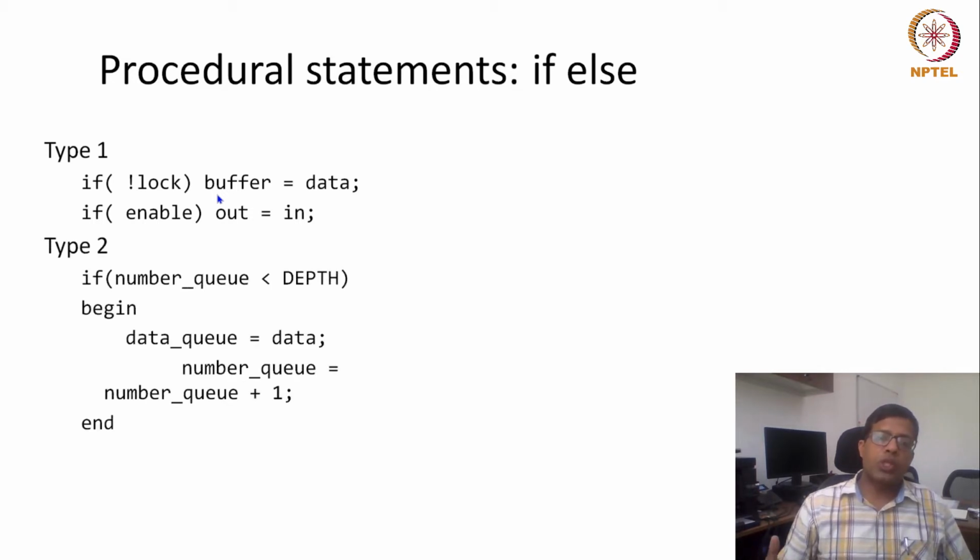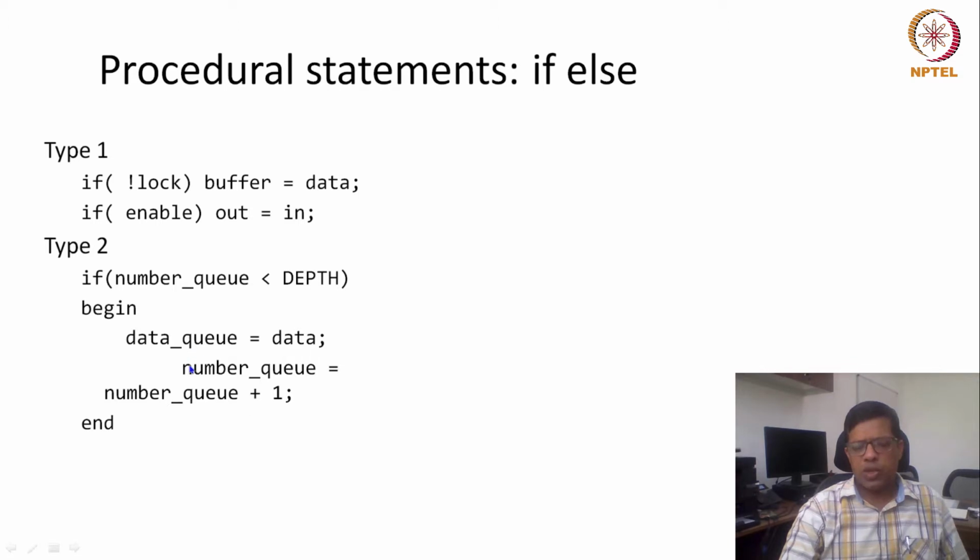Now, the other possible example is, let's say we have more than one statement which we would like to write in this if block. For example, here we are saying number q is less than depth. This is a logic expression. If this expression is true, then for binding multiple statements we have to use begin and end. In C, C++, we use curly braces, a start curly brace and an end curly brace. Here we are using begin and end. Nothing else is different, so otherwise the syntax is very similar to C syntax.